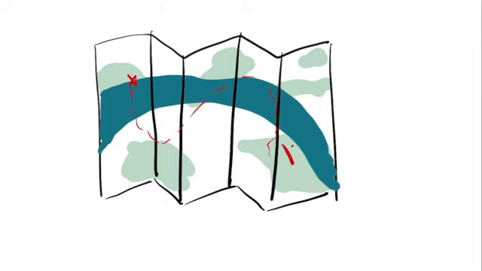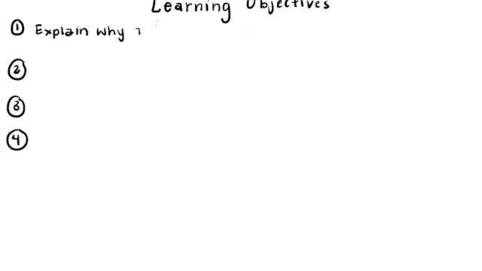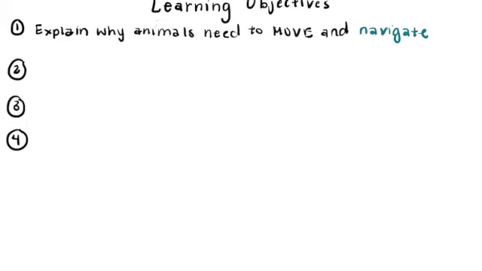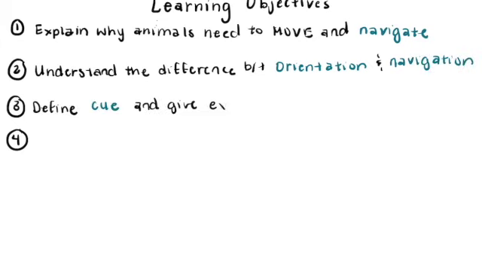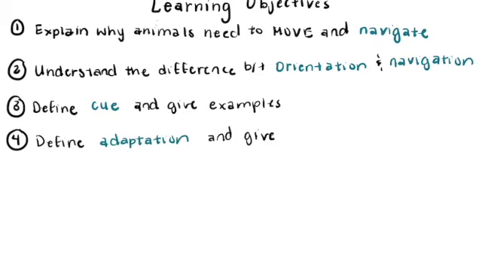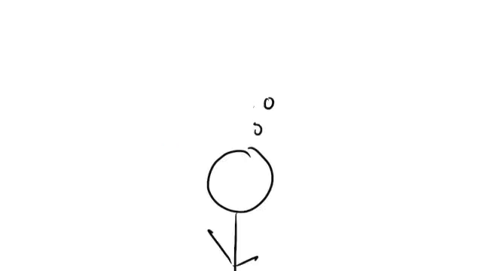After watching this video, you should be able to: 1. Explain why animals need to be able to move around and navigate. 2. Understand the difference between orientation and navigation. 3. Define cue and give examples of cues animals use to navigate. And 4. Define adaptation and give examples of adaptations animals have acquired to navigate.